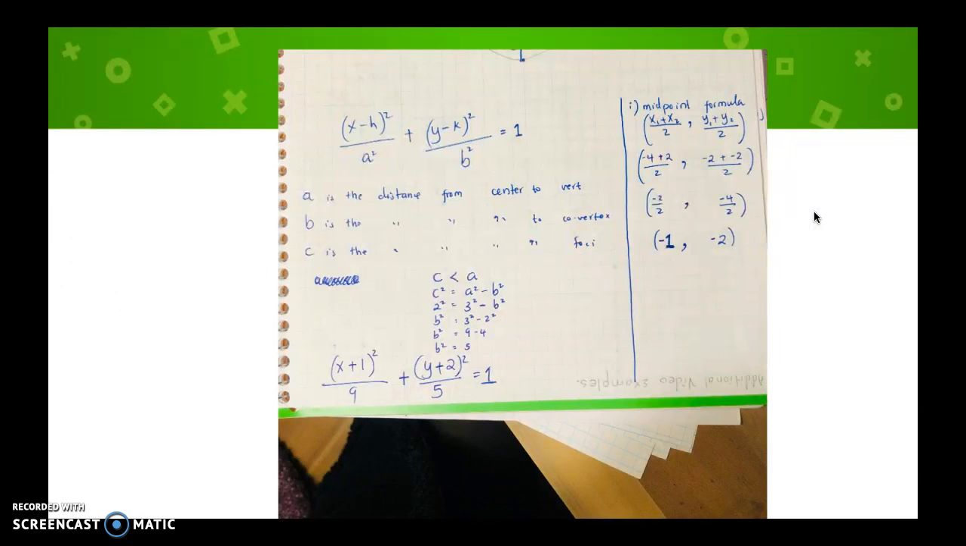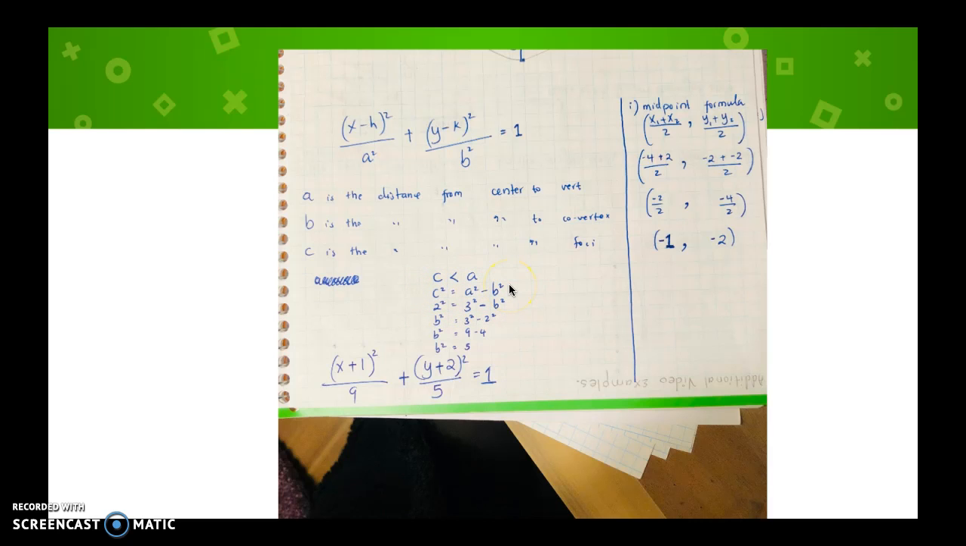By now you should have tried that example, so we can compare what we found. I started out by jotting down the standard form of the equation of an ellipse, and then a reminder of what the distances are called. a is the distance from the center to the vertex, c is the distance from the center to the foci, and b is the distance from the center to the co-vertex. Then the formula that relates all three distances: c squared equals a squared minus b squared.